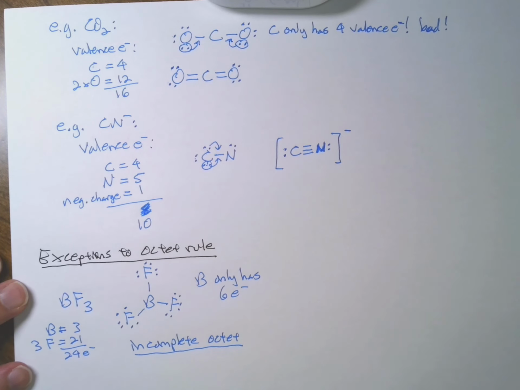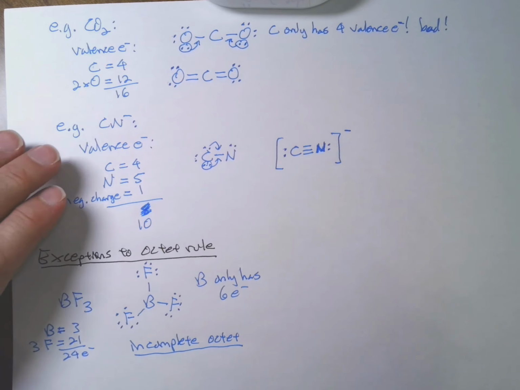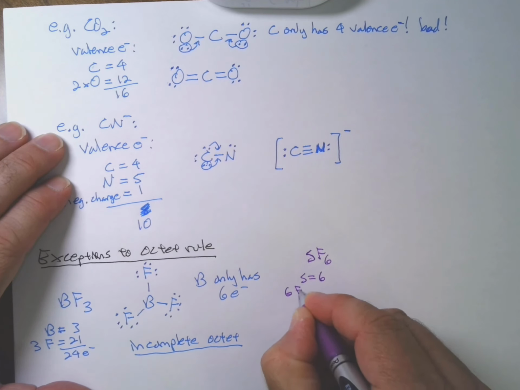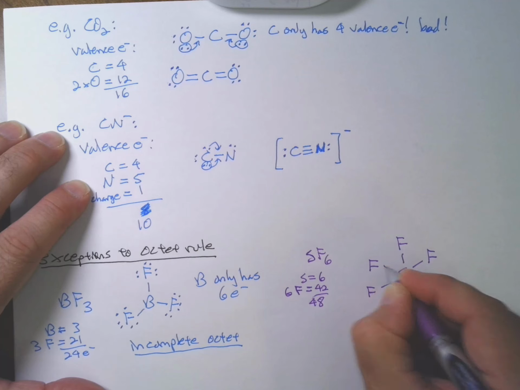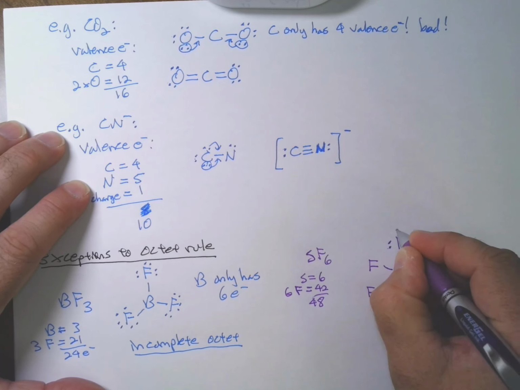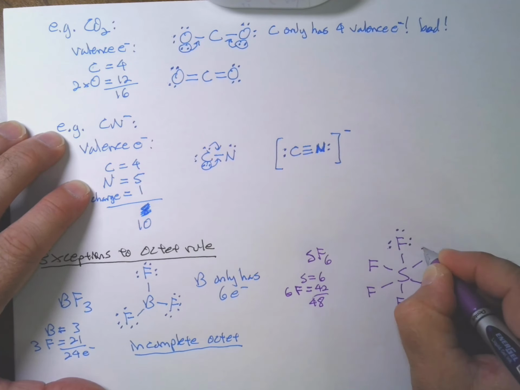Now another example, maybe I'll use purple here, is SF6. And SF6 has sulfur, 6 fluorines gives us 6 times 7, so that's 42, so 48 valence electrons. Now the problem is here that, again, because fluorine just likes to form one bond, the best way to do this is stick the sulfur in the middle. And this accounts for everything. I'll put in all my lone pairs here.